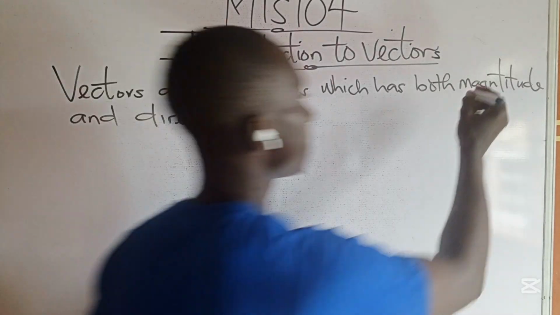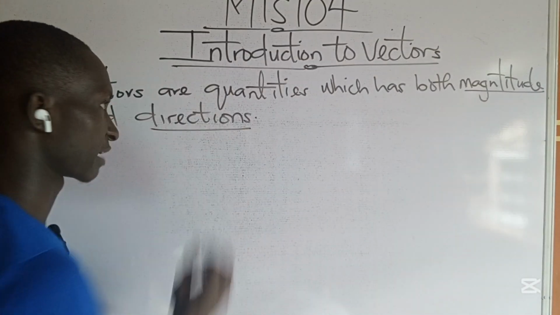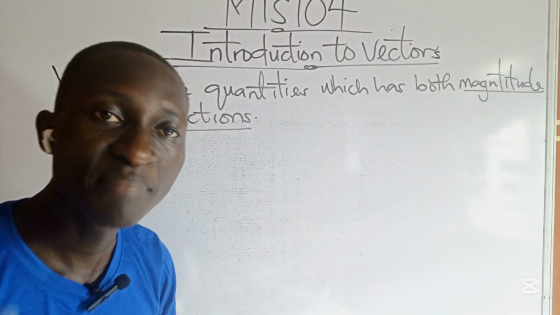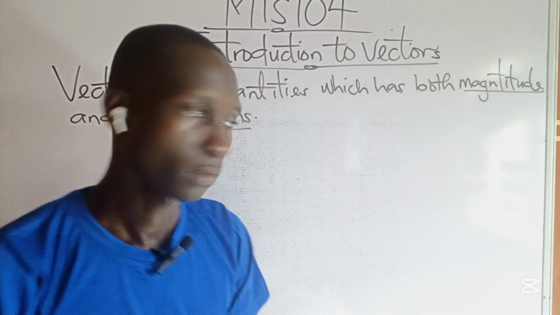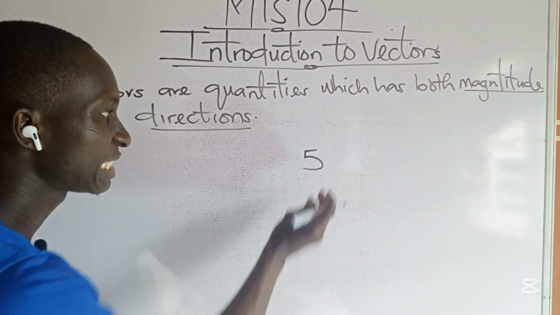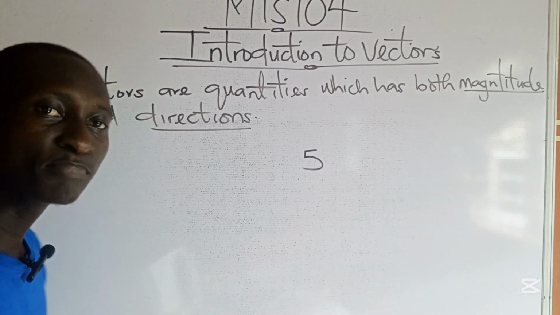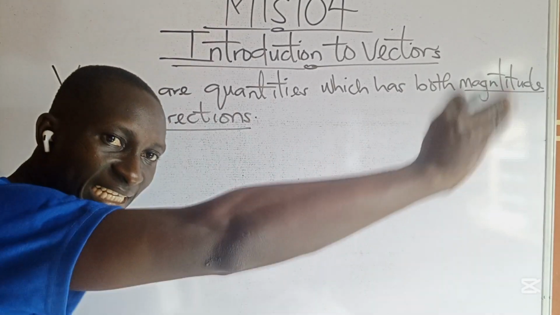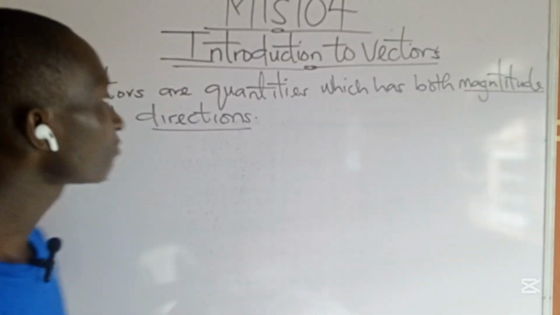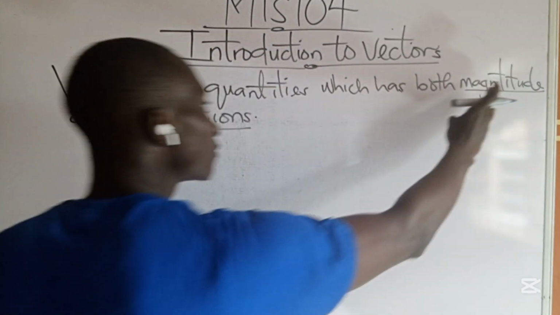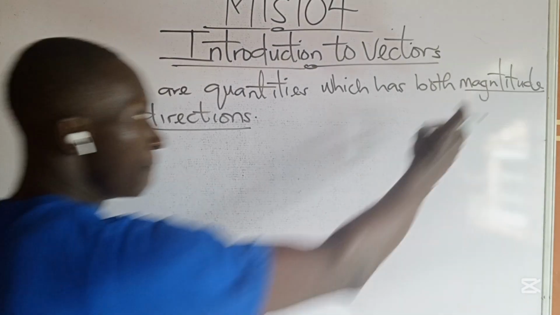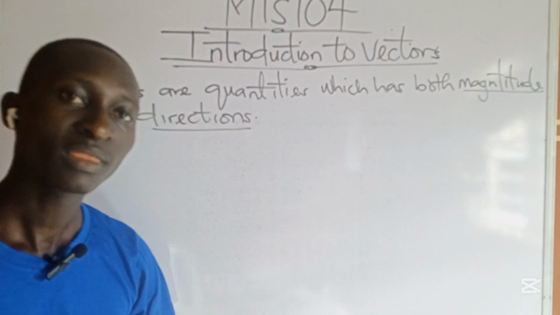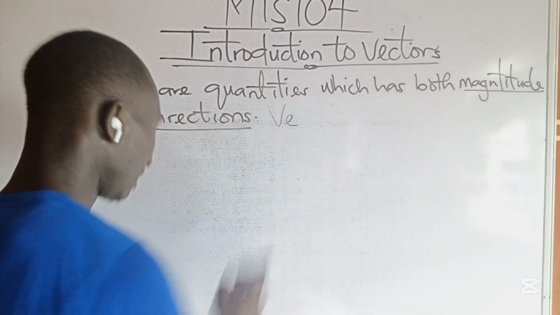Now, what does the word magnitude mean, and direction? The word magnitude means something that is scalable, that is measurable, that can be quantified. For instance, 5. This is a magnitude. But direction comes in place when it moves in a direction. Direction is the extent to which something moves. Are you with me? Now, that implies that any quantity that possesses magnitude and direction is regarded as a vector.